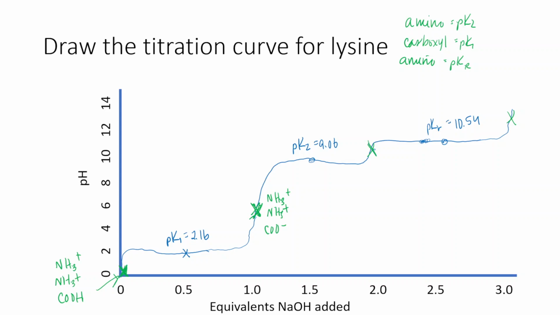All right, so what would we have at our second equivalence point? One NH3 plus, one NH2, and one COO minus. Exactly right. We passed one of our pKs for one of our amino groups, so that one is now deprotonated. Our second amino group is still protonated, still charged, and our carboxyl group remains deprotonated. And then what would we have at our third equivalence point all the way at the end?